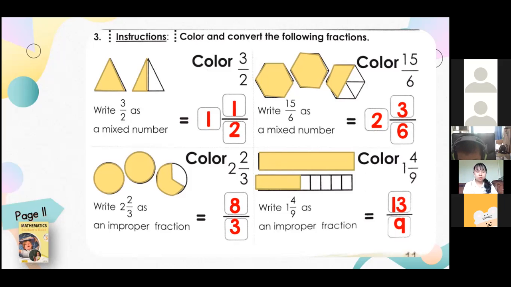No, wait a moment. Okay, I will wait for you. Give me one minute. And I have good news for you today. We have homework. Good news for me, because I have a quiz for you. Can I finish? Can I move to the next one? Yes, I finish.